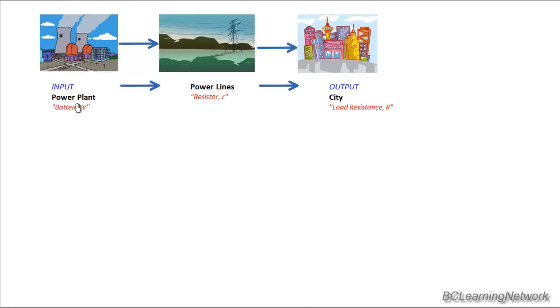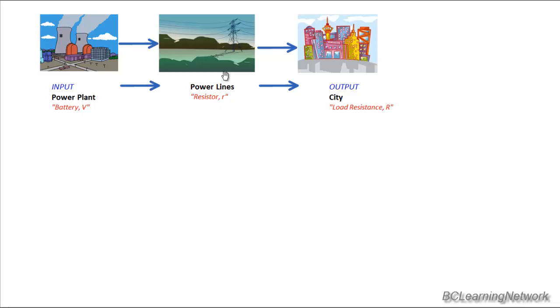Our input, known as our power plant, we're going to call that our battery. The goal is we want to simplify this picture into a schematic that we can use Ohm's law and Kirchhoff's laws to solve for resistances and currents. The power lines have a resistance, and we're going to call that resistance little r. Now we use a lowercase r because it is in fact a small resistance. If the power lines had a big resistance, the bigger the resistor, the more energy it would use up, and there'd be less left over for the city.